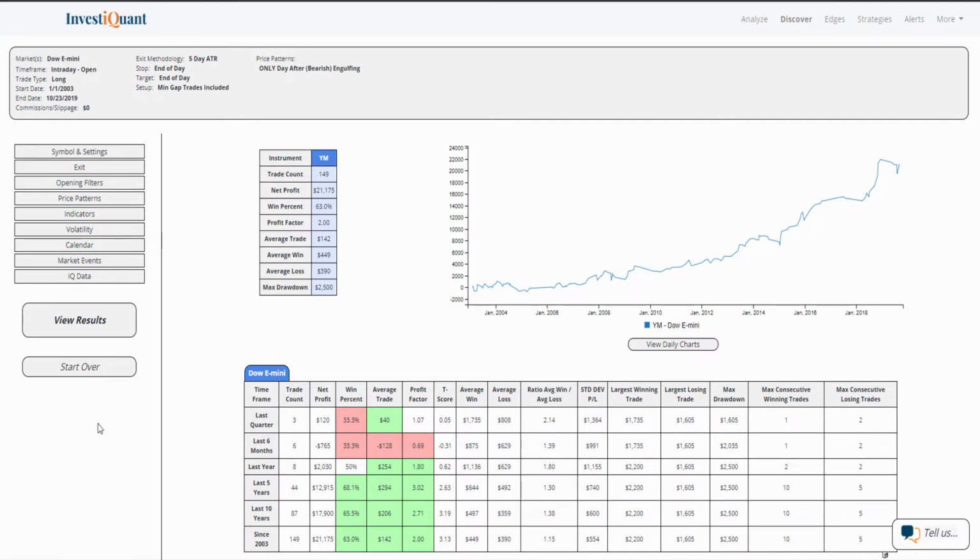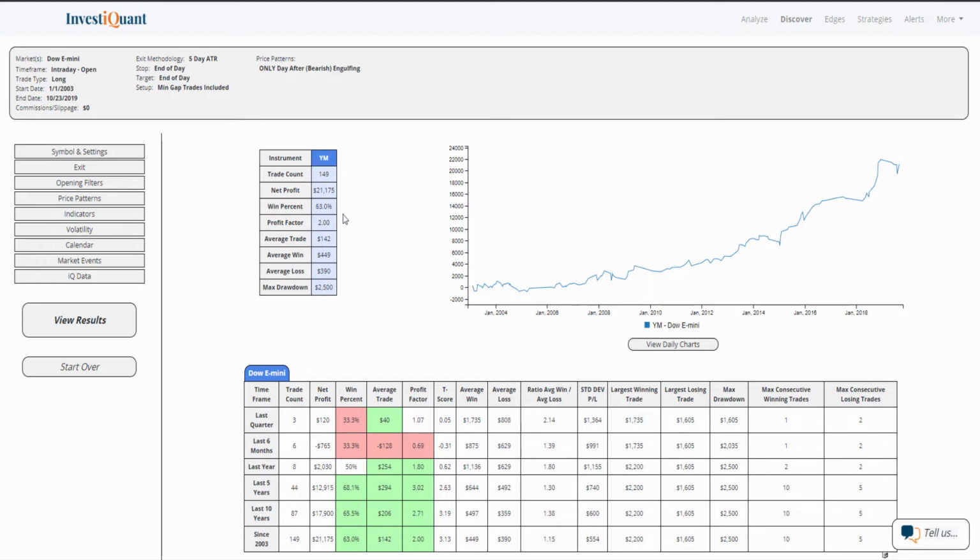So this is going long after the bearish engulfing pattern, going long at the open, using an end of day stop, end of day target. So just long 9:30 a.m. Eastern time, exiting at 4:15 p.m. Eastern time after that pattern. You can see historically this has done very well, trading it to the long side.